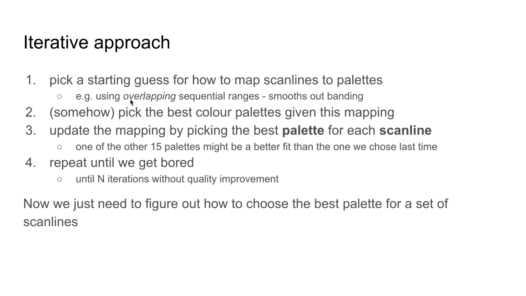And if we're evaluating our progress using some quality metric, then we can tell, is the new image better than the last one? And if so, we can keep iterating until we hit some limit where we no longer see any improvements. This takes care of the first of these problems, of scan lines to palettes. We just need to figure out now how to choose the best palette for a set of scan lines.